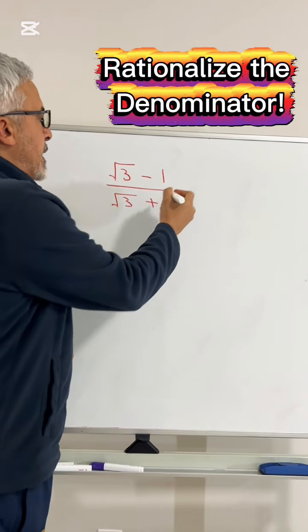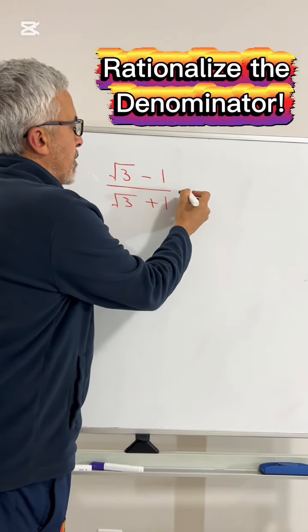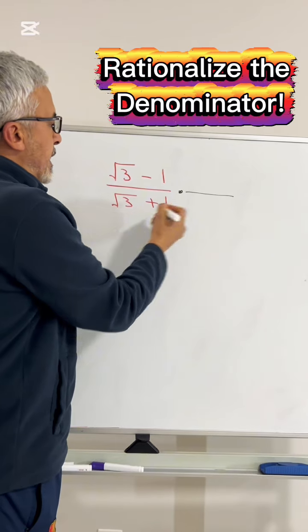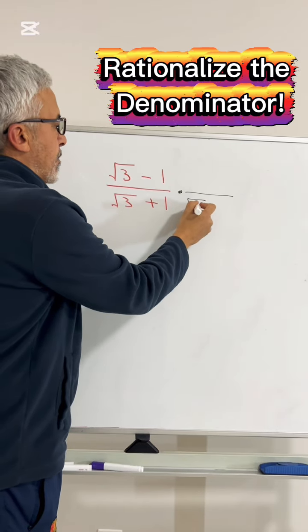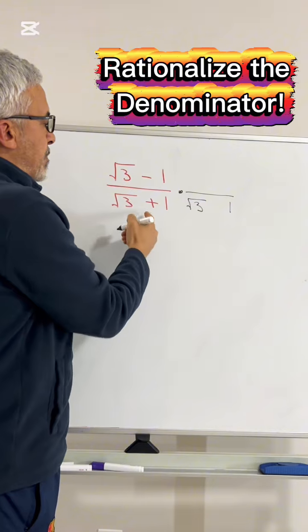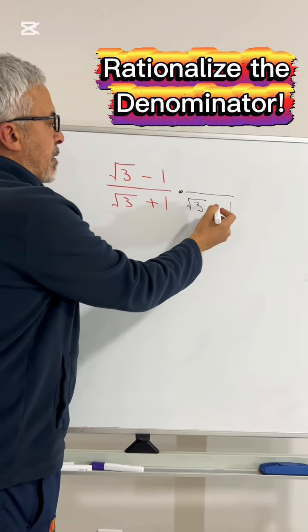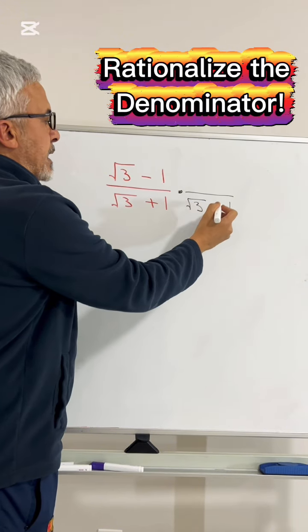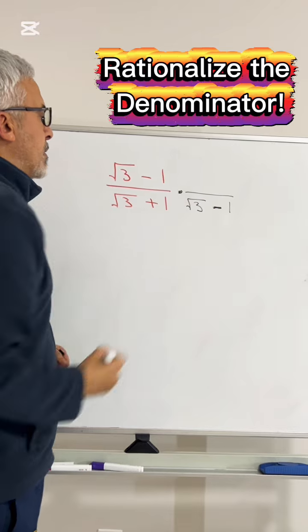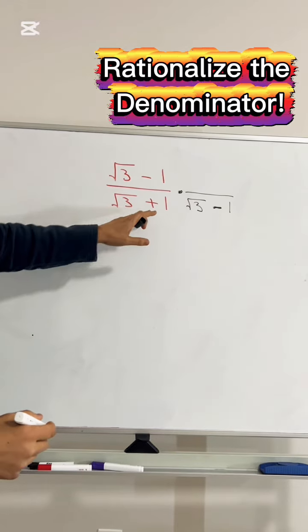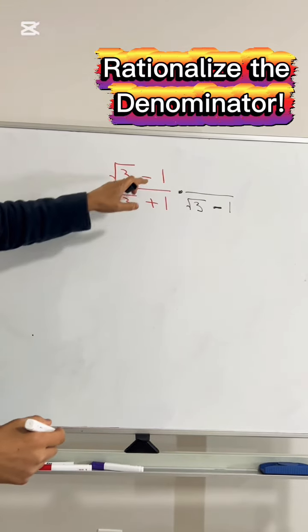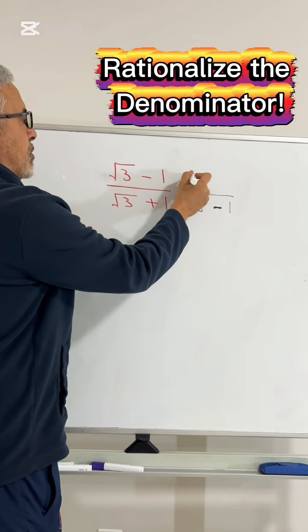The conjugate is the same thing as this, except the sign in the middle has to be the opposite, so that's negative. And whatever we do to the bottom, we have to do to the top, so we have to multiply this also by the conjugate.